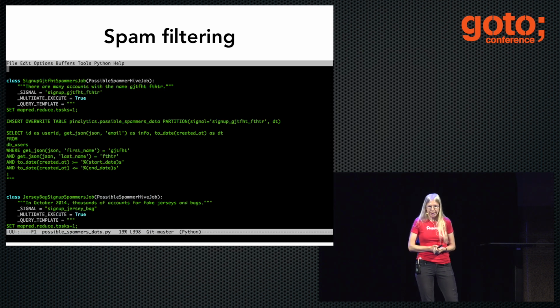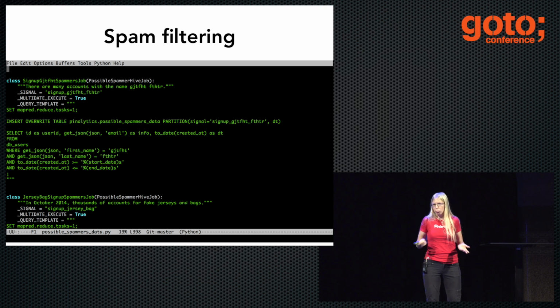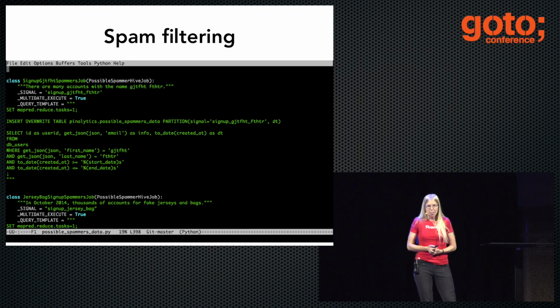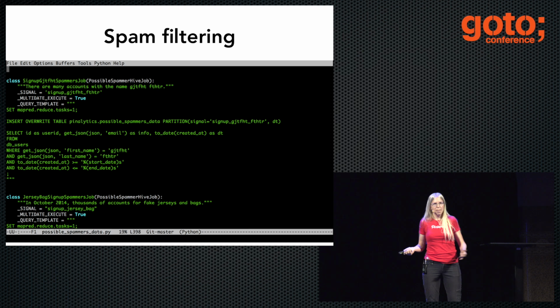And it looks something like this. Insert overwrite table, pinalytics.possible_spammers_data. Great, that's just a spot in S3. This is for all the people whose first name is Gujahafata and whose last name is Fahajitar. This sounds ridiculous, right? I can't even say these words. But there were, I don't know, 200,000 of these people who were messing up our data. And so all we do is say, great, this is dumb, but I'm just writing a partition. We're solving our data problem with software engineering.